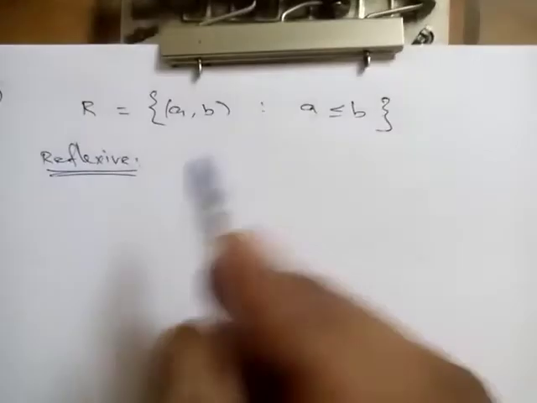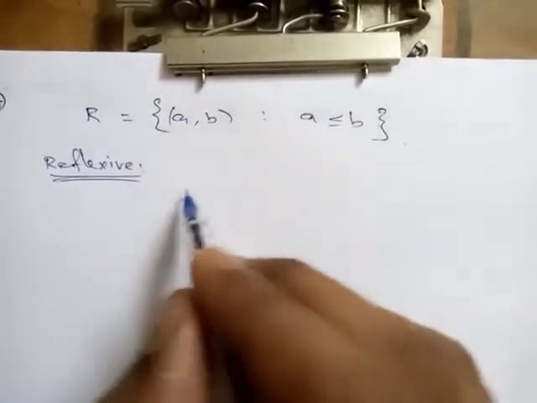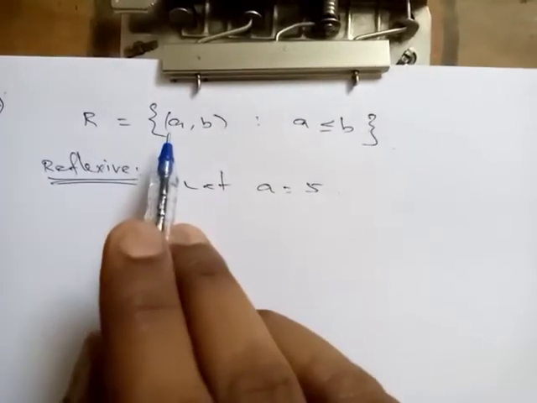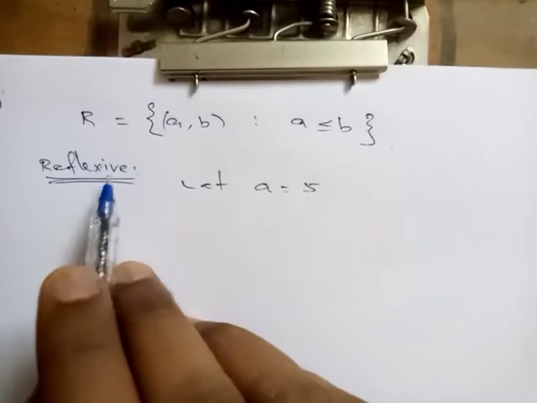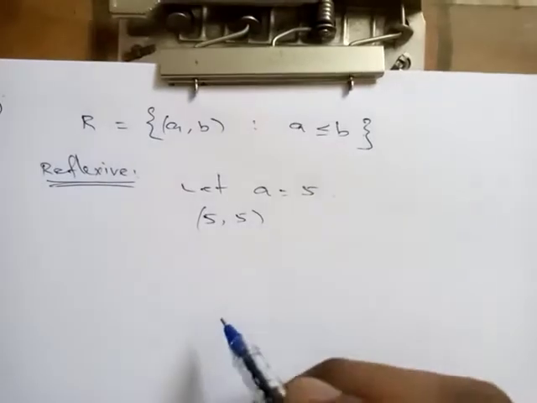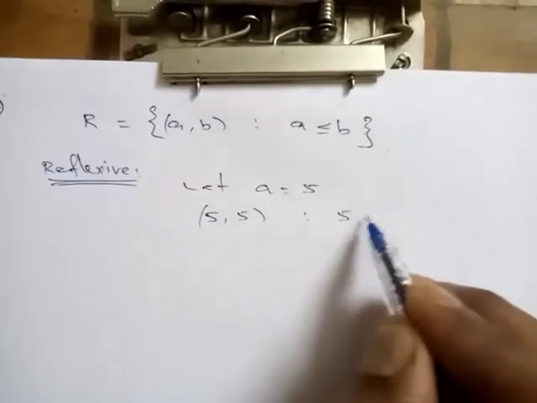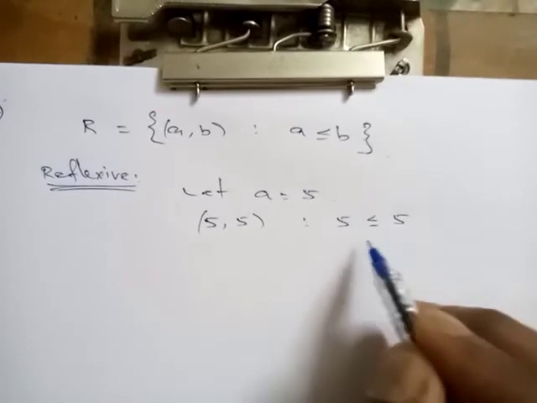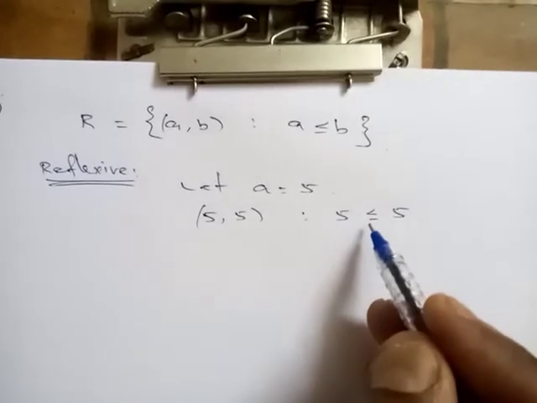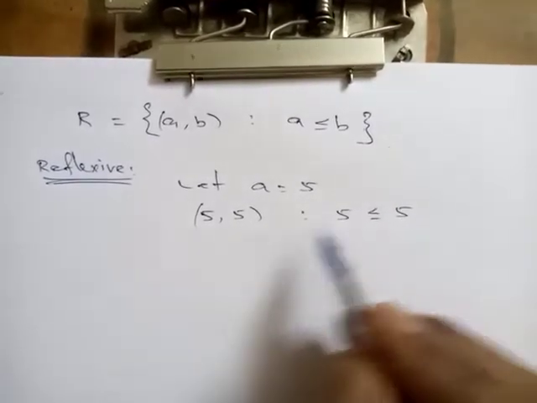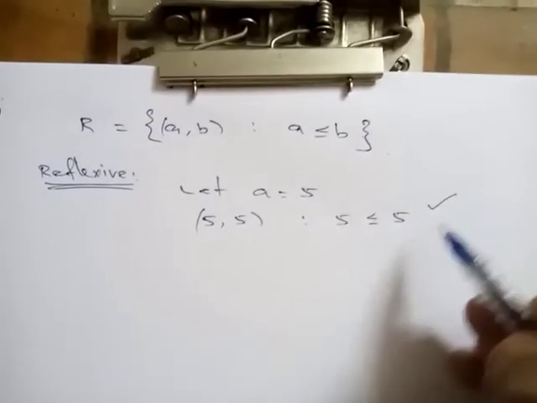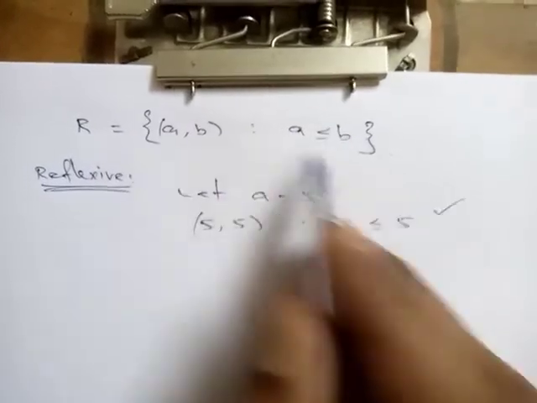First we'll check for reflexive. I am taking a number, let a is equal to 5. So what do you think about 5 comma 5? For reflexive, we only have to check a comma a, right? So 5 comma 5, this is the set. That is, 5 is less than or equal to 5. Is it true or not? Yes, it is true. Whatever number you take, 8 comma 8, 8 is less than or equal to 8, correct? 5 is equal to 5, so this is true.